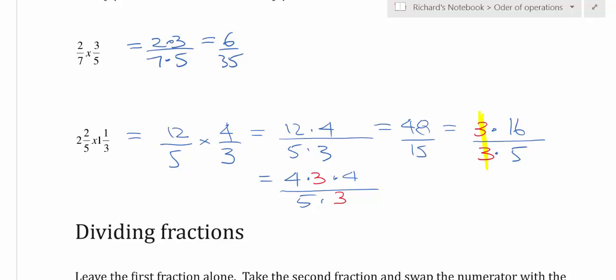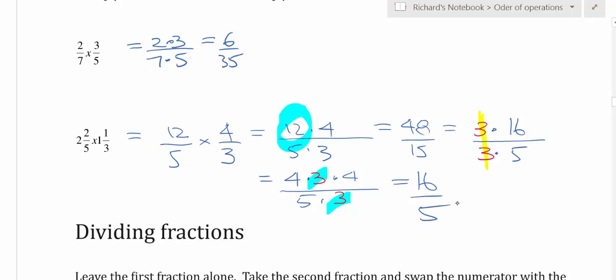So what I'm saying here is you got 12, and 12 breaks down into 4 times 3. Well, if you see that you can factor 12 into 4 times 3, then in your calculation you got a 3 in the numerator, a 3 in the denominator. Anything divided by itself is 1. So what you're left with is 4 times 4 in the numerator, which is 16, over 5 in the denominator.